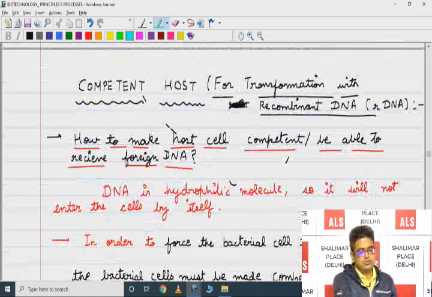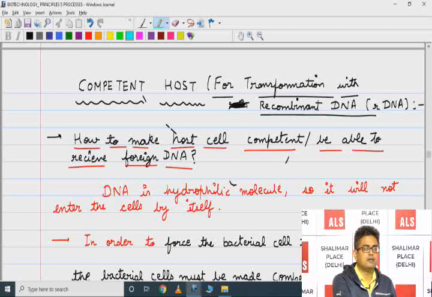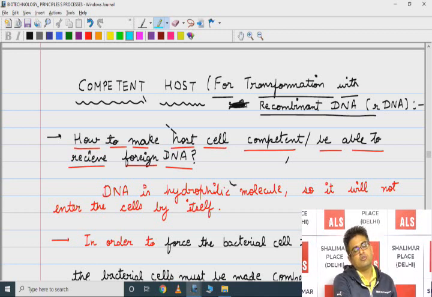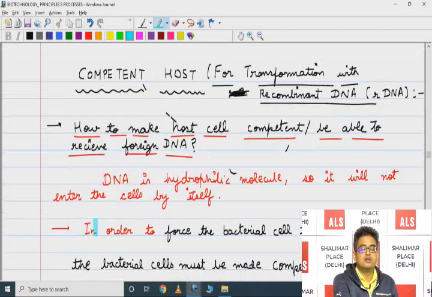Then we need to be able to introduce the DNA. Up till now, we have only cut the DNA. We have not introduced it inside something. We have only chosen the host. We have not introduced the DNA into the host. How do we do it? We make the host so competent, or I should say, we force it to take that DNA.